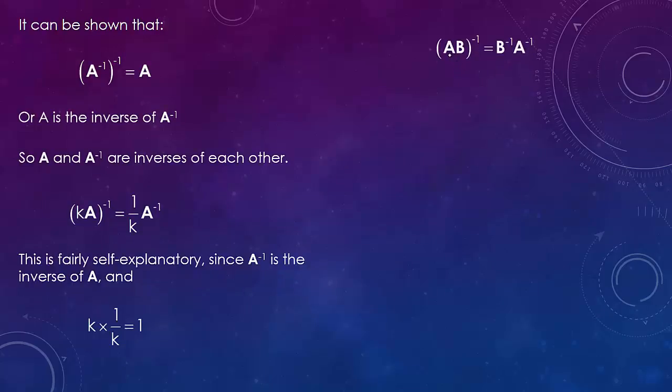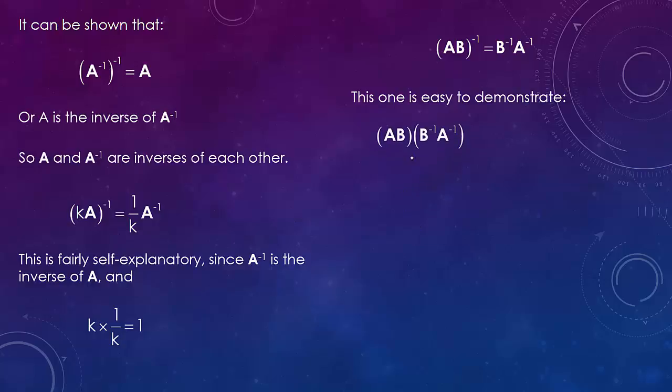Now, if we have the matrix product AB and we want the inverse of that, it's equal to the inverse of B multiplied by the inverse of A. Note how the matrices have swapped order. This one is easy to demonstrate.